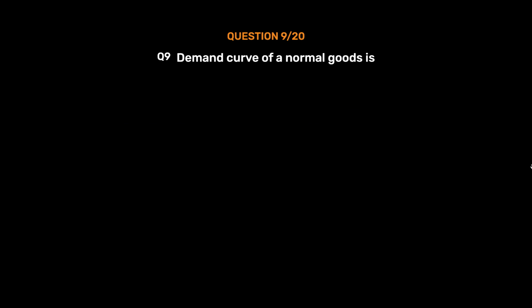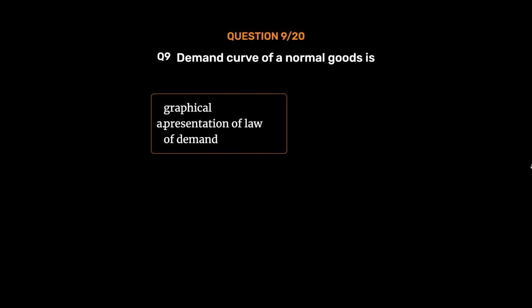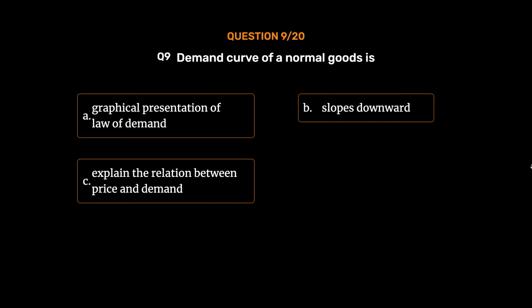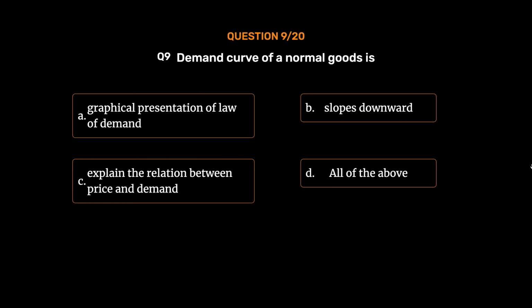Question number 9. Demand curve of a normal good is Option A, graphical presentation of law of demand. Option B, slopes downward. Option C, explain the relation between price and demand. Option D, all of the above. The correct answer is Option D, all of the above.